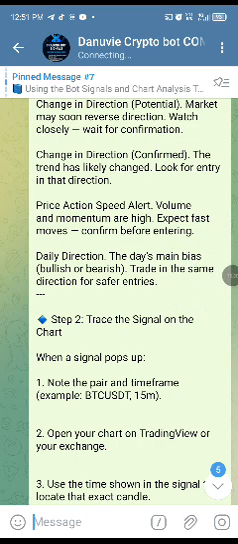And we go to the next one, price action speed alert, volume and momentum. Volume and momentum are high. Expect fast moves, confirm before entry. So when this signal comes, it's just telling you that there is a lot of buying and selling activity right now in the market, and you should be expecting moves to continue or slow down. So this is one that you also need to pay attention to.